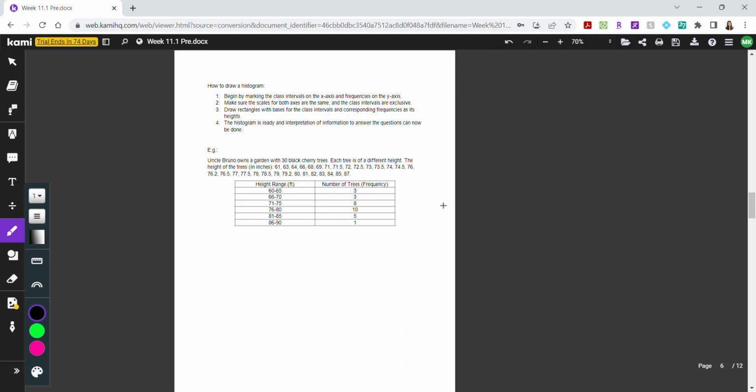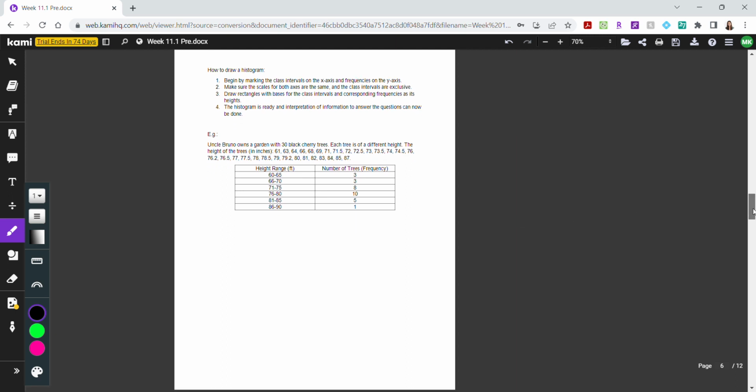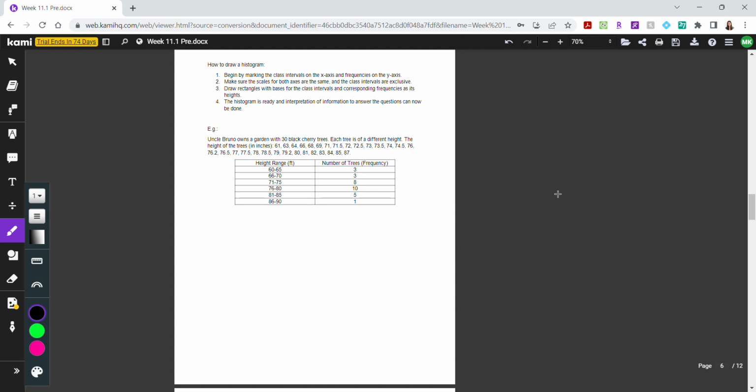Then make sure the scales on both axes are the same, and the class intervals are exclusive, which means they don't overlap with each other. You don't want your class intervals to be like 60 to 65 and 63 to 68. See how that overlaps? You want them separate. After that, you draw rectangles with bases for the class intervals and corresponding frequencies as their height, like your bar graph. And then it's done. Now let's look at this example.